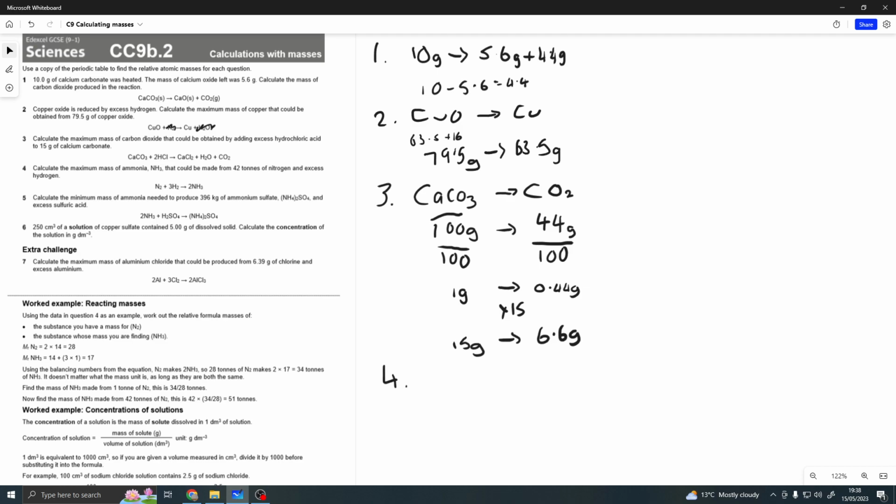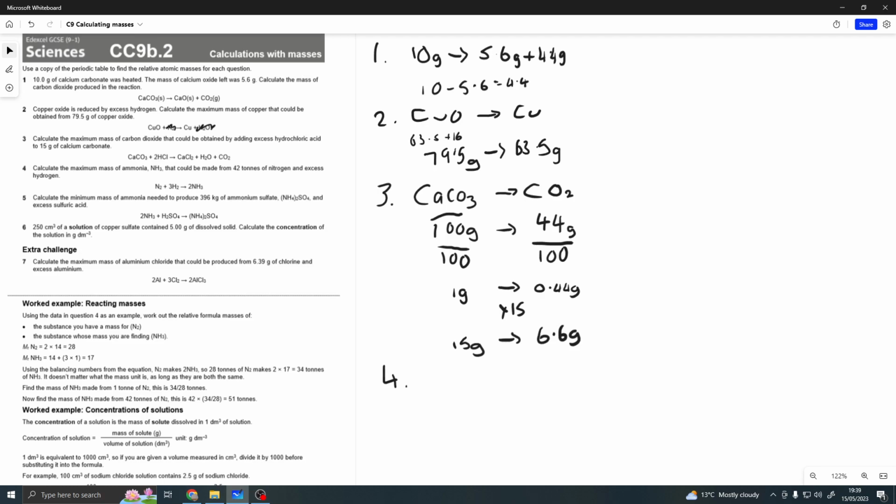So number 4 is talking about the maximum mass of ammonia, NH3, that can be made from 42 tons of nitrogen and excess amount of hydrogen. So lots of hydrogen, don't need to worry about that. Now this is in tons, but actually your values don't matter. You start off with 42 tons of nitrogen. It just means you'll end up with some tons of ammonia. Start with grams, end up with grams. Start with tons, end with tons. It doesn't matter. You'll still get the same thing.